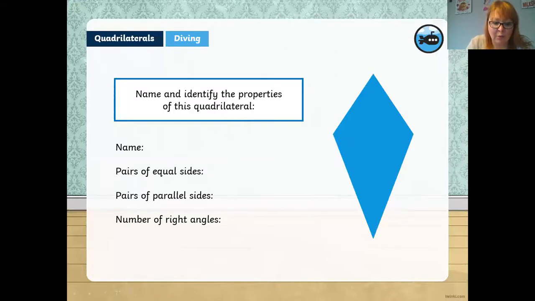Right. So what I'm going to show you now is a couple of questions. So name and identify the properties of this quadrilateral. So if you had a question like this, what would you do? What name would you give it? Have a pause, see if you could answer those questions. Excellent. Did you call it a kite? Did you say that it's got two pairs of equal sides? That it's got no parallel ones? It's got no right angles?